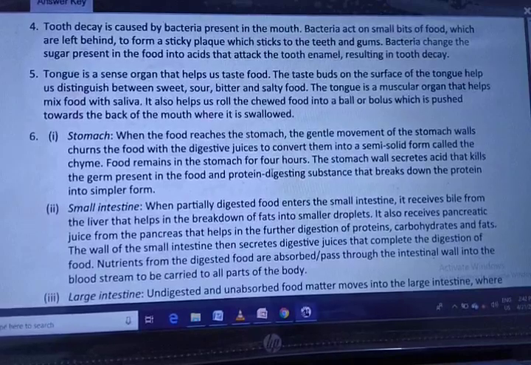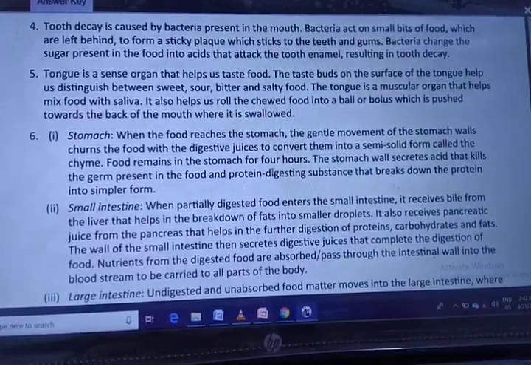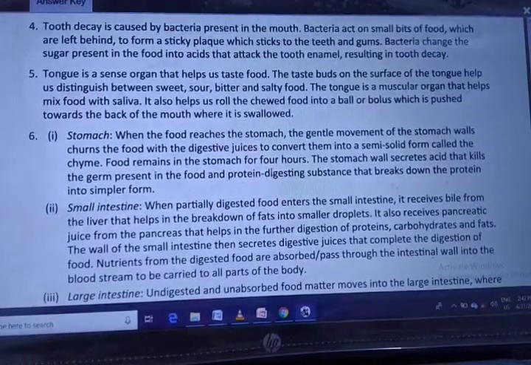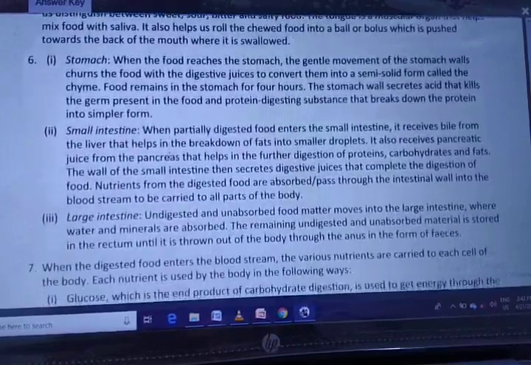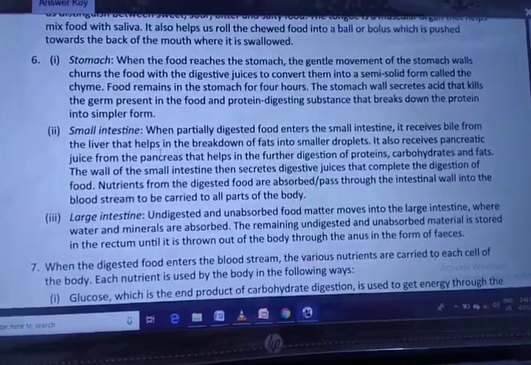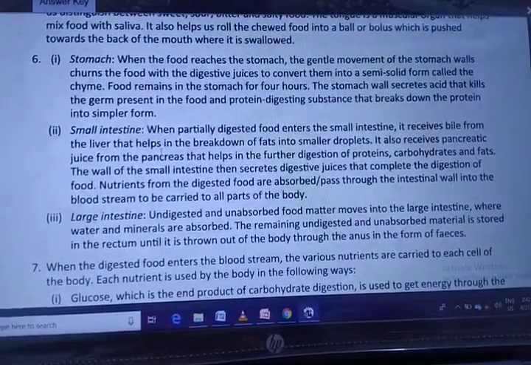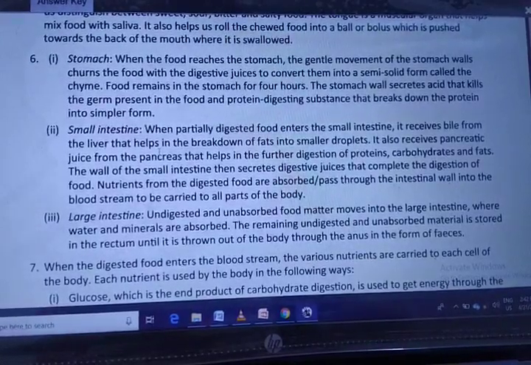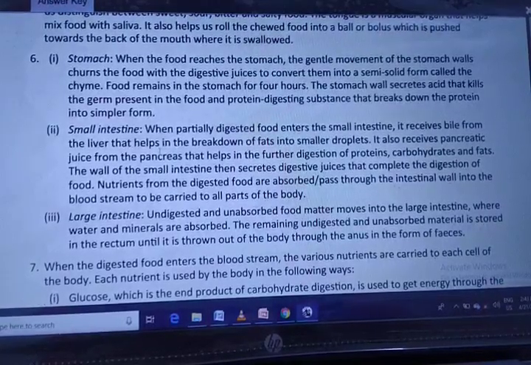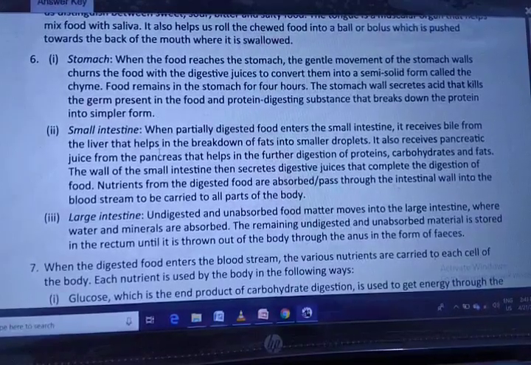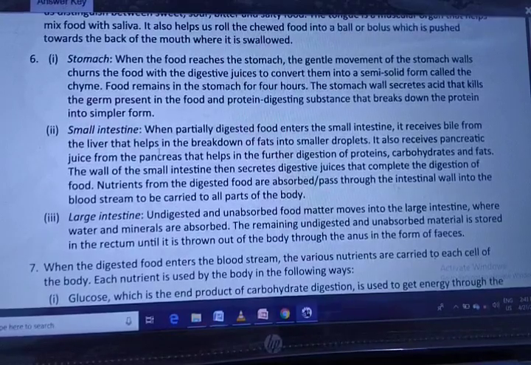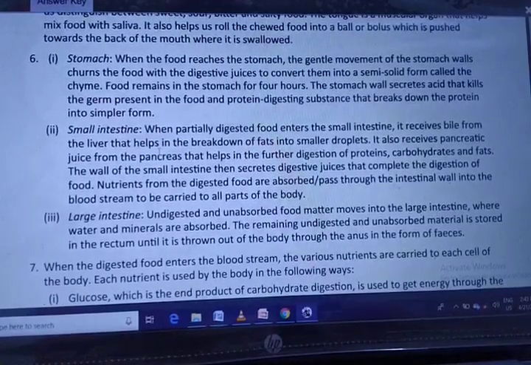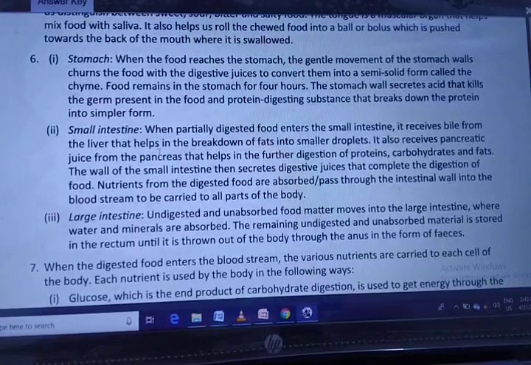Question number 6. Describe what happens to the food in the stomach and intestine. It is also a long answer, you can see here. Stomach. When the food reaches the stomach, the gentle movement of the stomach walls mixes the food with the digestive juices to convert it into a semi-solid form called chyme. Food remains in the stomach for 4 hours. The stomach wall secretes acid that kills the germs present in the food and protein digesting substances that break down the protein into a simpler form.